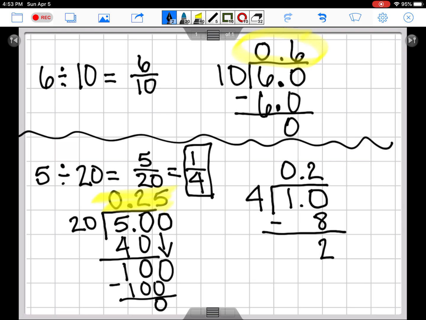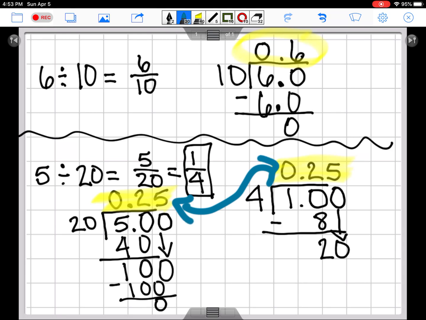4 can't go into 2 any times, so what do I need to do? I need to create another equivalent decimal here and drop down my 0. How many times does 4 go into 20? If you said 5, you are right with me. There we go, 25 hundredths. This is exciting because these two are the same. So it proves that we did our answer correctly.